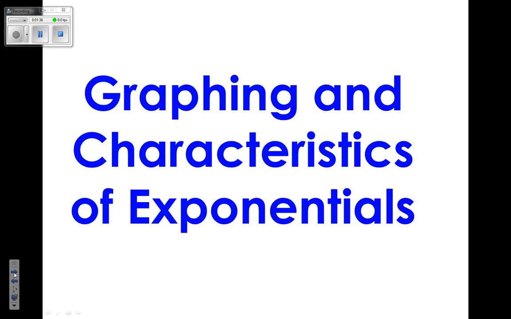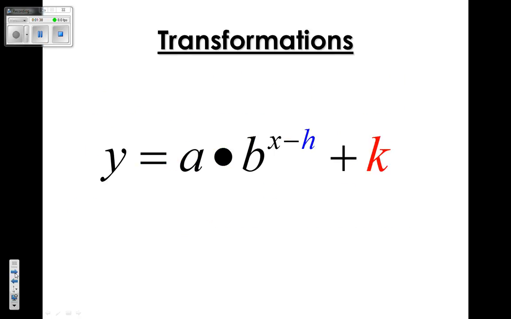Graphing and characteristics of exponentials is what we're doing today. All right, so let me see your note guide. I guess you need to write this down somewhere. Maybe up near the title. This is just your standard form: A times b to the x minus h, plus k. So we're going to go through and tell what each of these variables represents.